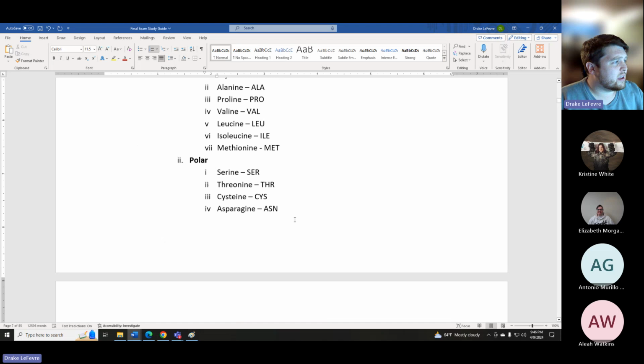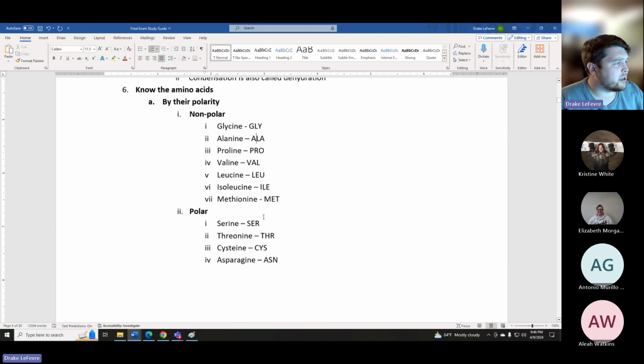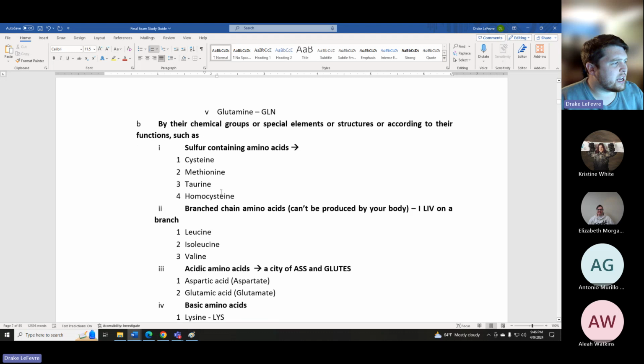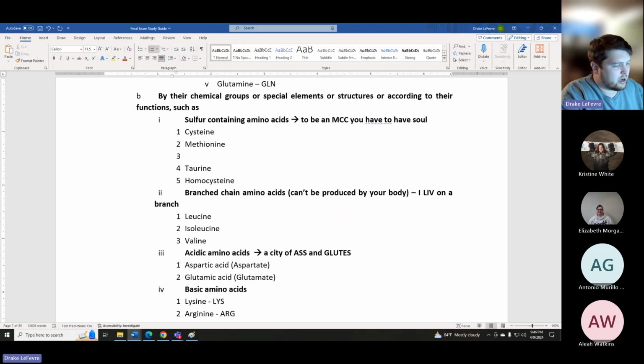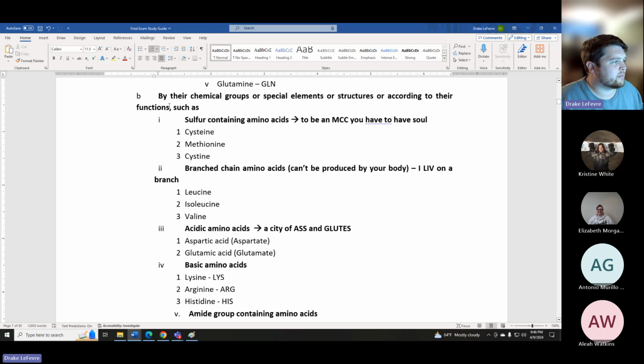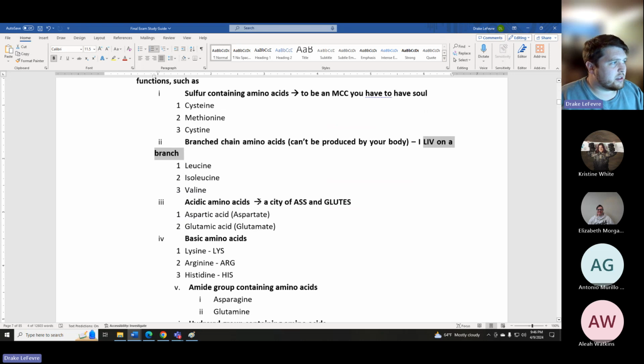So usually he'll have the sulfur containing, the branch chain. Remember sulfur containing. So to be an MCC, you have to have sulfur. And this is cysteine, methionine, technically cysteine. These ones are kind of, but not really. Live on a branch for the branch chain. The acidic amino acids are acidity of as and glutes, aspartic acid or aspartate and glutamate.